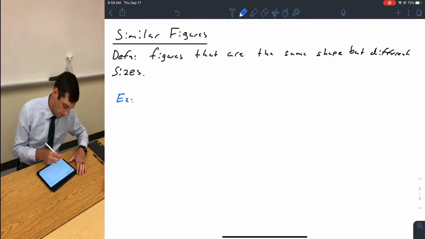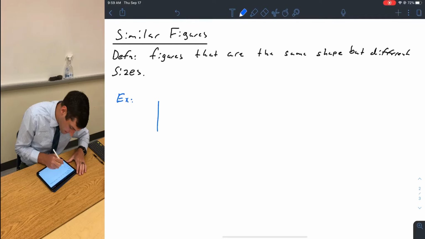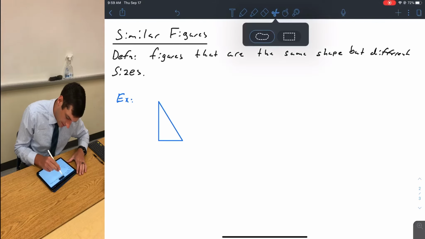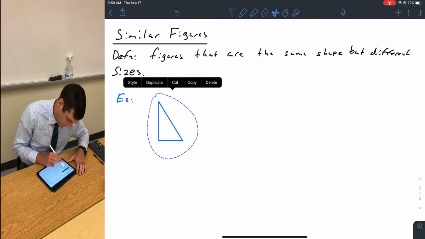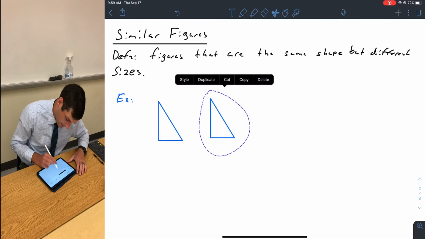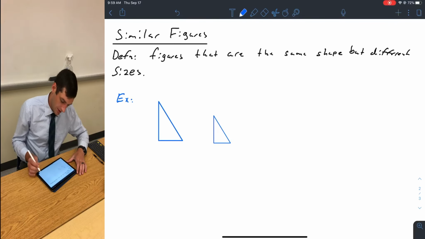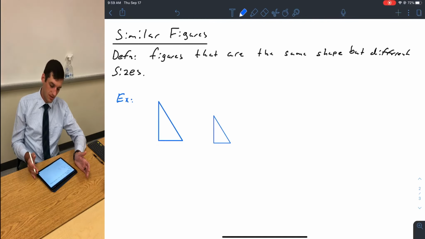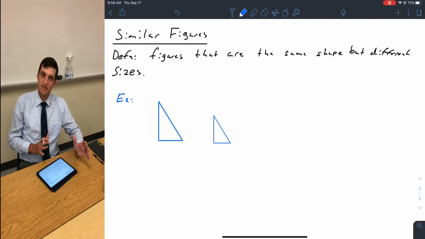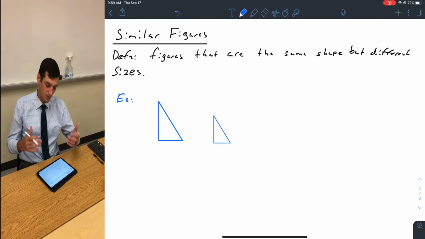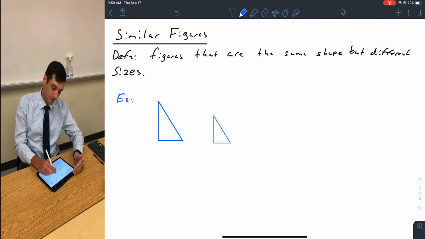Okay, well, let's look at a triangle. Let's see here. Draw everything out as best as I can. I'm going to see if I can duplicate it and then make it smaller. And then, yeah, there we go. All right, so these are the same shape, but they're different sizes. So that means that they are similar figures. So that's the difference between similar figures and congruent figures.